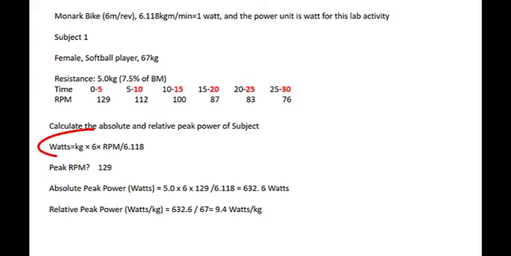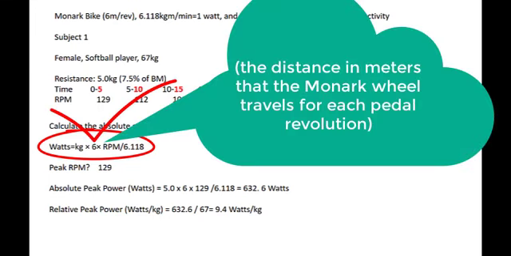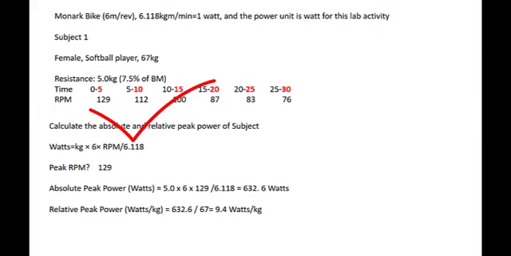So to calculate peak power in unit of watts, the equation is watt equals kilogram multiply 6 multiply rpm divided by 6.118 is used, whereby the highest number of revolutions among the 5-second intervals is multiplied by the first kilo setting. This is then multiplied by 6, the distance in meters that the Monarch will travel for each pedal revolution, and then divided by 6.118.